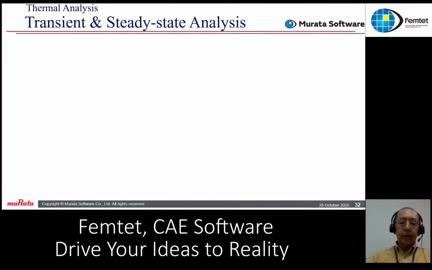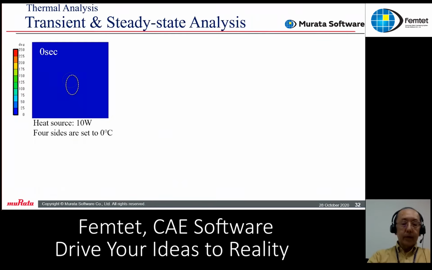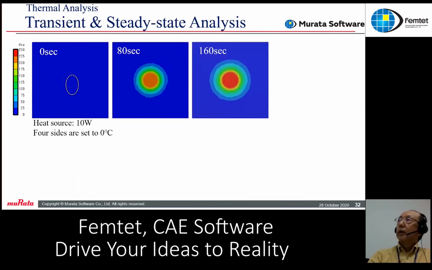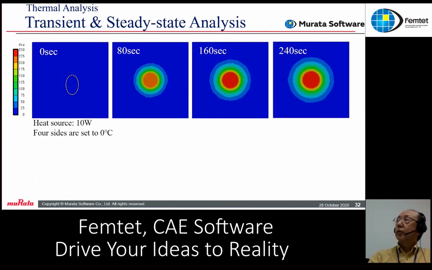Now, let's take a look at an example of two analysis types: steady state and transient. Here is a heat source of 10 watts in the center of the square object. The four sides of the object are set to 0 degrees. As time passes, the temperature is going up. 80 seconds later, 160 seconds later, and 240 seconds later.